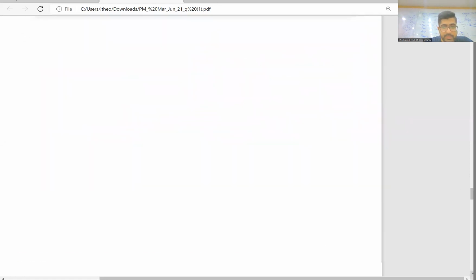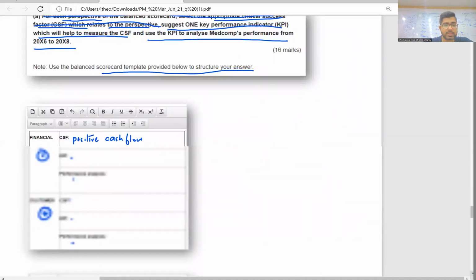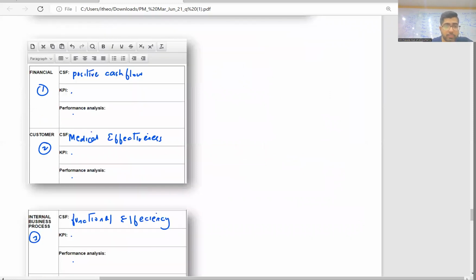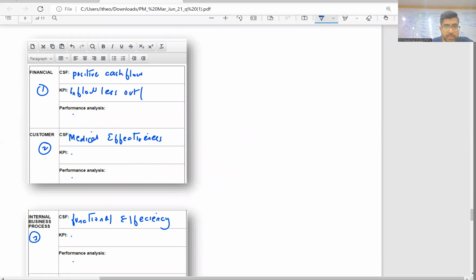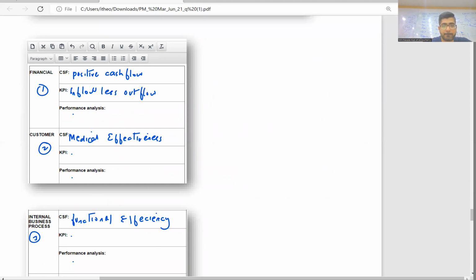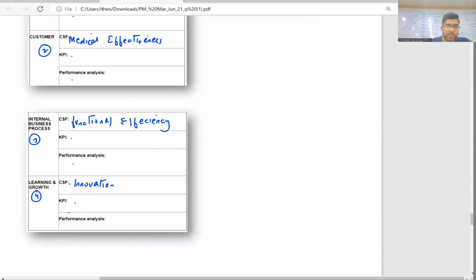Some things are very easy. You have written that critical success factor for financial is positive cash flow. So what will be the indicator to measure the CSF, to measure positive cash flow? Inflow, donation, less outflow. Okay. What will be the indicator to measure innovation? Your critical success factor for learning growth is innovation. How will you see whether you are getting innovation or not? Simple. Indicator to measure innovation is from the data.